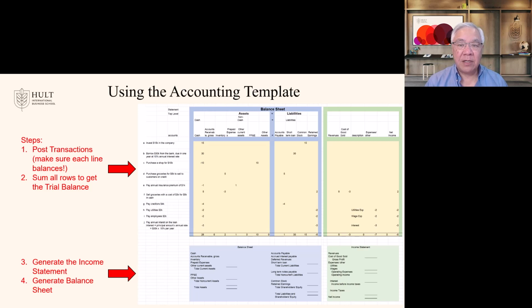The income statement on the right side is in green. First thing we do in terms of steps, we get the template, but then we post transactions row by row inside the template. Make sure that each row balances. In other words, that the assets equal liabilities for each of those rows.